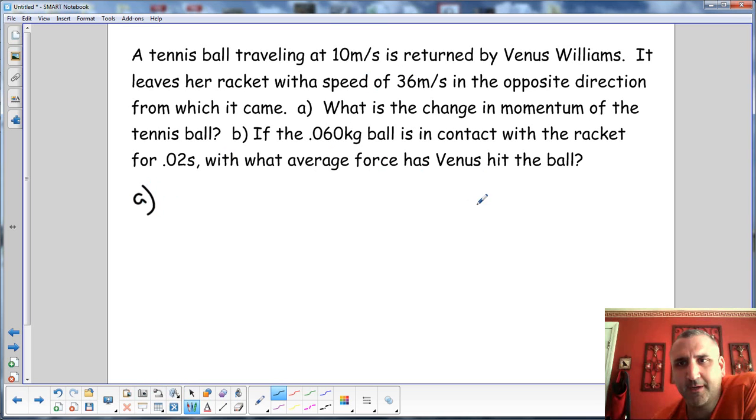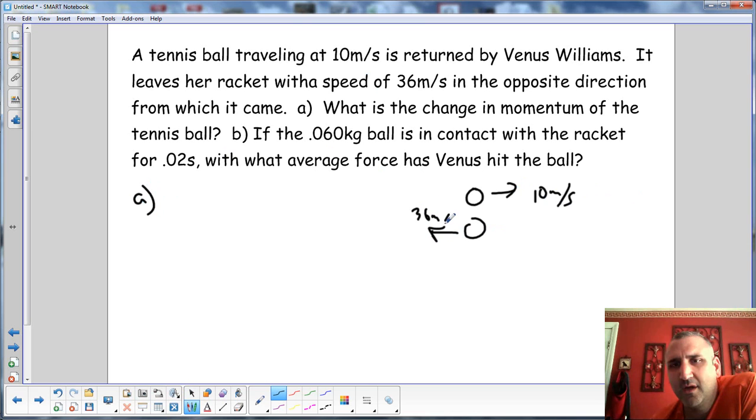So the change in velocity is going to be the final velocity minus the initial, and because this is going to the left, I'm going to say it's negative 36. So negative 36 minus 10, because it's final velocity minus initial velocity, is going to equal negative 46 meters per second. So there is your change in velocity. What's the change in momentum of the tennis ball?